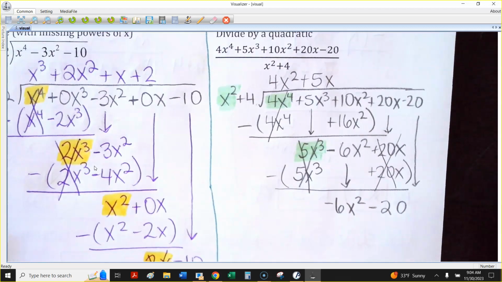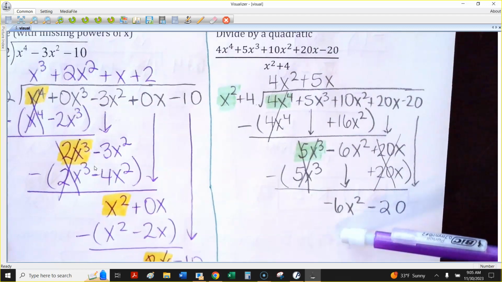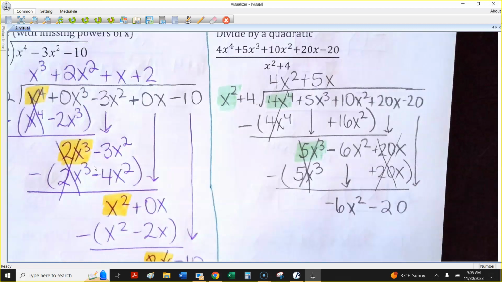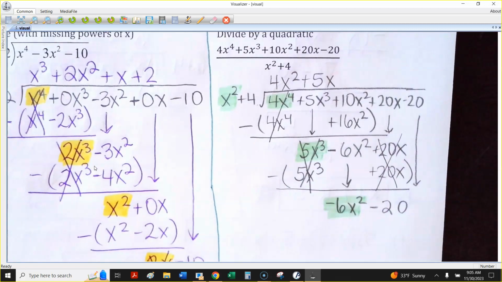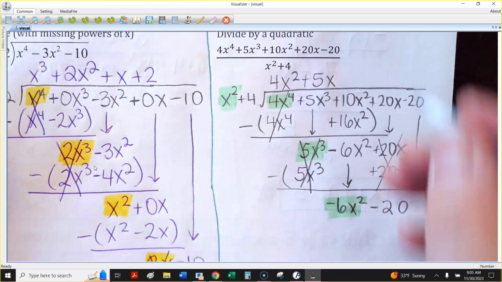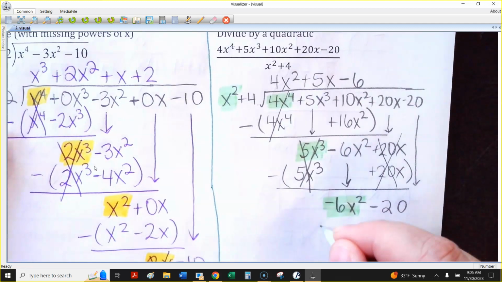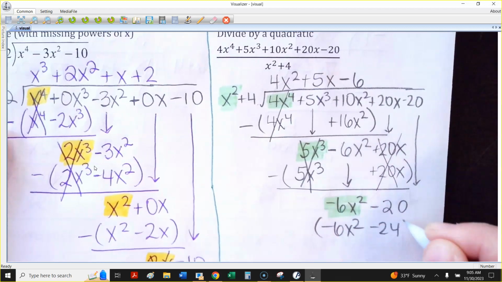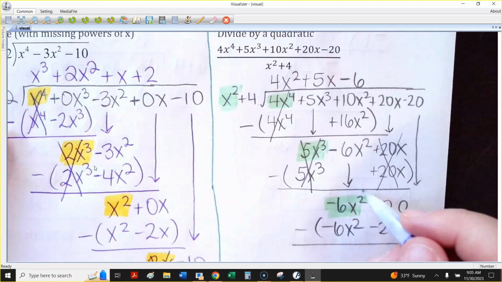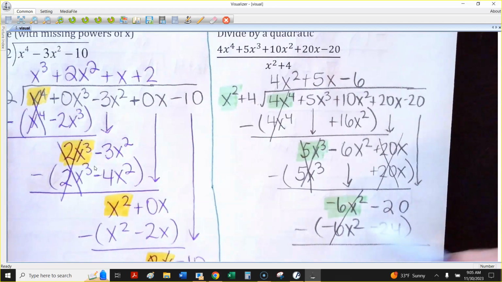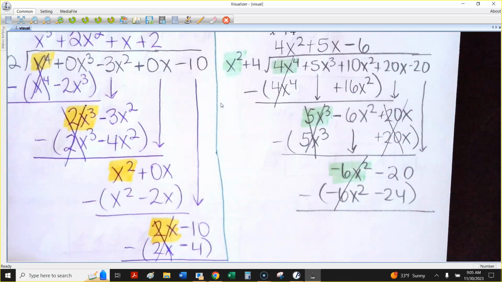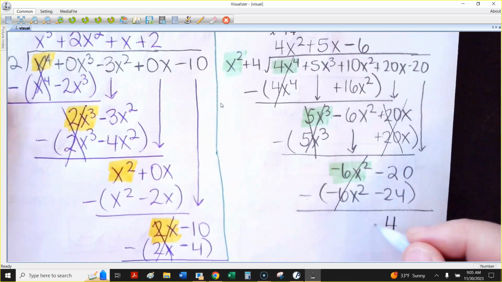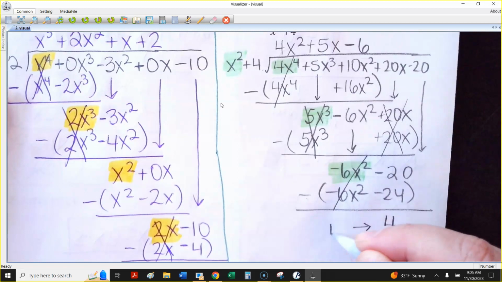What would you multiply x squared by to get negative 6x squared? What would I multiply x squared by to turn it into negative 6x squared? Just a negative, you don't need another x, just a negative 6. So negative 6 times x squared, negative 6x squared. Now, negative 6 times 4, negative 24. So this is not a factor because I'm going to have a remainder here. I get negative 20 minus the negative 24, which is really negative 20 plus 24. So this is 4. X squared definitely does not go into 4, so that's going to be my remainder.